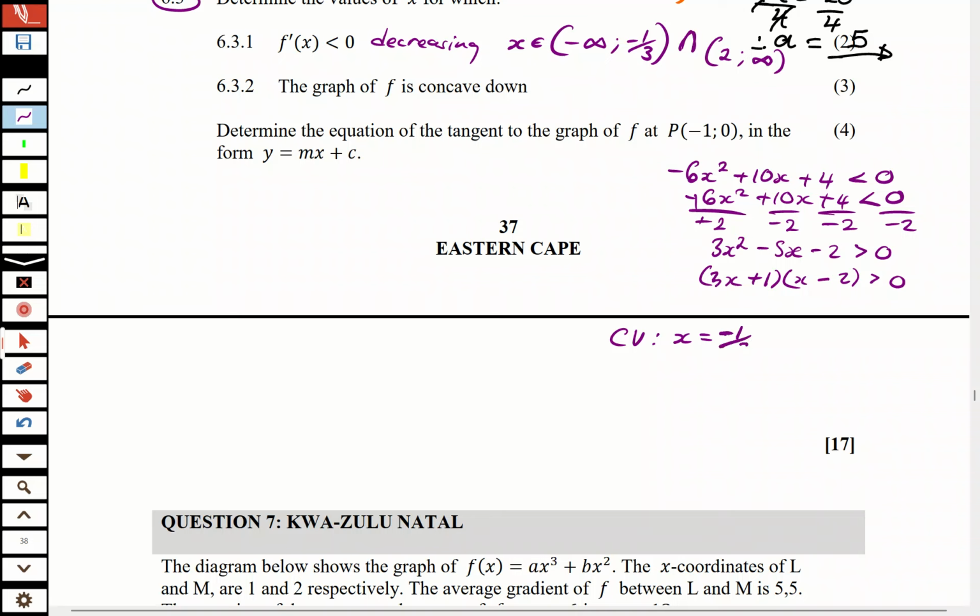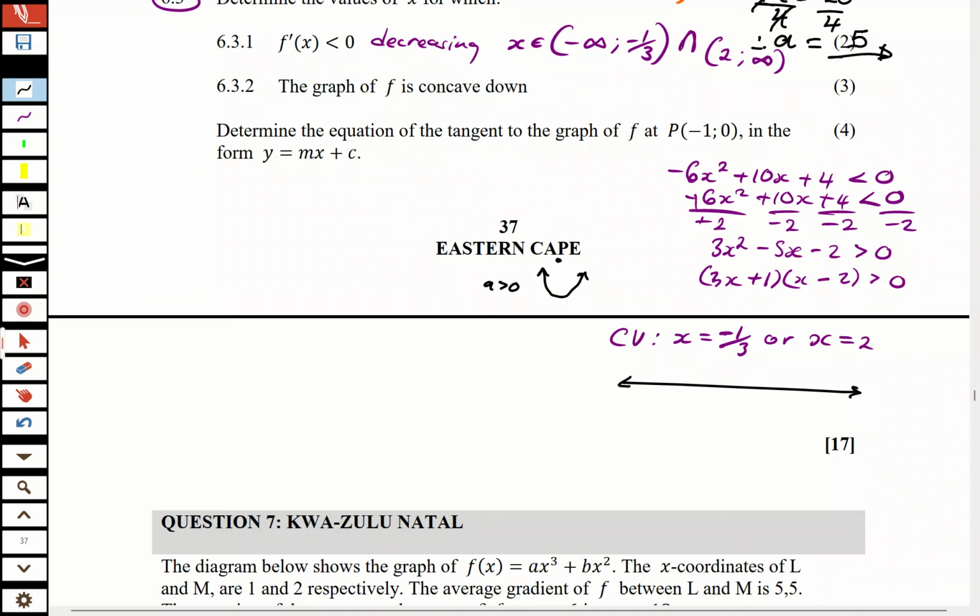Negative 1 over 3, or x is just 2 there. These are your critical values. So now, your function is this one. You're solving this function, not that function anymore. So you have to look at this function that you have, and the value of a is positive. So whenever you're dealing with the root of a quadratic function, since the value of a is greater than 0, you have what? A smiling graph.